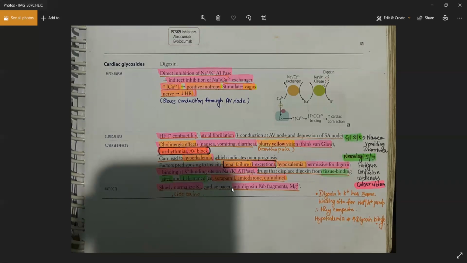Antidote would be your anti-digoxin fragment antibodies. And you need to slowly normalize the potassium levels also. If these therapies are not available, you can give the patient magnesium. If that is not available, you can even give the patient lidocaine, which is a class 1B antiarrhythmic. You can use these agents for digoxin toxicity also. Nausea, vomiting, diarrhea, and discoloration of vision will be very important.